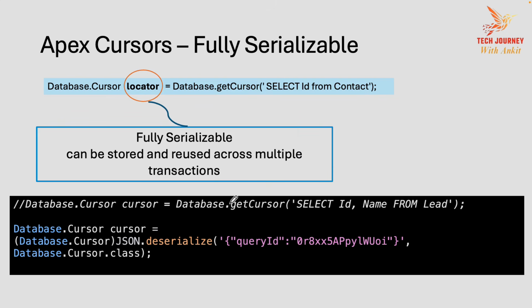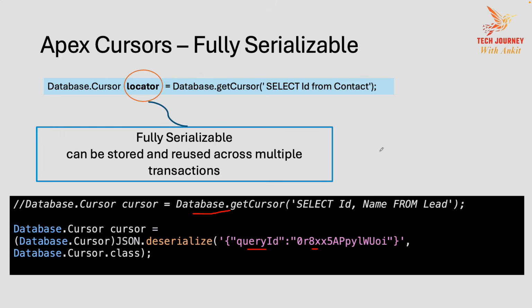Moving to the next very important point, Apex cursors are fully serializable. Serializable means you can convert the output of the Apex cursor into a string, and then you can store that particular string as well. What I mean is, whenever you use Database.getCursor and let's say I'm executing this query, I will get the output in this form, which is in the form of a string. Now you can store this string for future purposes as well.